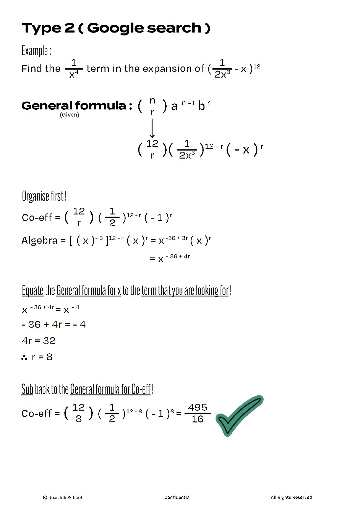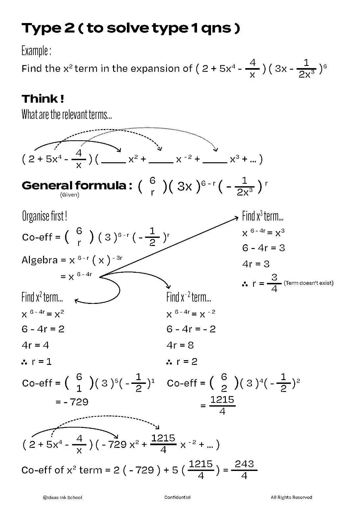All right, so the next type of question, we are still in the type 2 space, but this time we're going to use type 2 technology, the general formula, to solve a type 1 style question. Take a look at the example in the notes. The example says, can you find the x squared term in the expansion of these two brackets. The left bracket is just a normal algebra expression. The right one is the binomial expansion, which we need to do now.